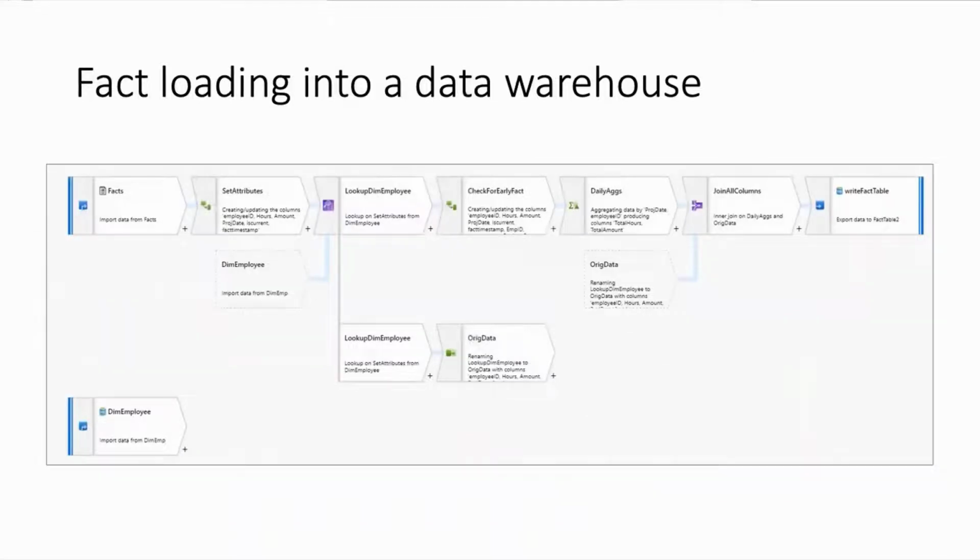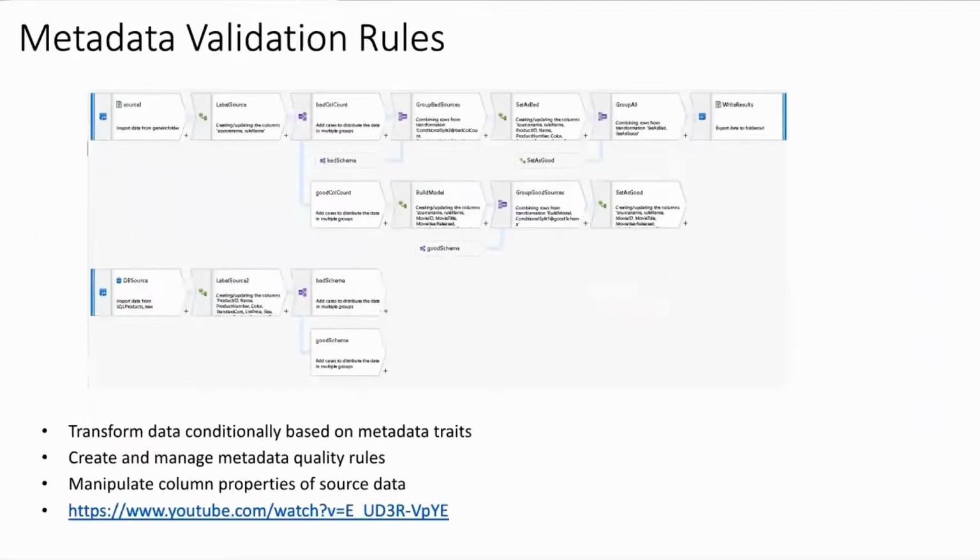The other pattern is fact loading into a data warehouse. This is also commonly used where data flow is being used. You can start with the fact source, transform it, cleanse it, and look it up based on your dimension tables. For example, with all the dimension tables you have, do certain joins, enhance the particular data set or data frame, and write it into your final fact table.